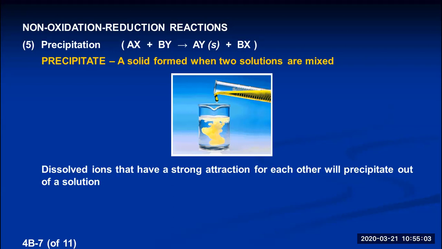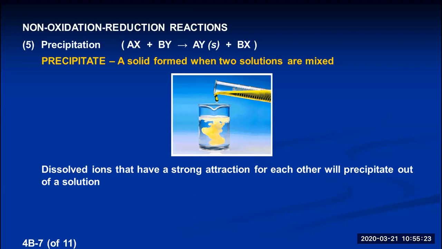And when will a solid form? Well, that's if you have 2 ionic compounds dissolved in water in a solution, and if an ion from one compound and an ion from the other compound happen to have a strong attraction for each other, they may bond and they may come out of solution and settle out as a precipitate or as a solid.